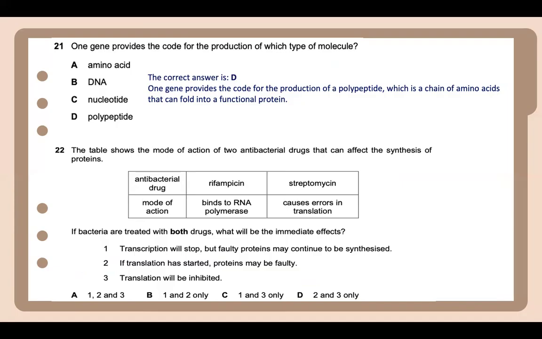The table shows the modes of action of two antibacterial drugs that can affect the synthesis of protein. If bacteria are treated with both drugs, what will be the immediate effect? The answer is statements 1 and 2. Transcription will stop, but faulty protein may continue to be synthesized. And statement 2 is correct: if translation has started, protein may be faulty.